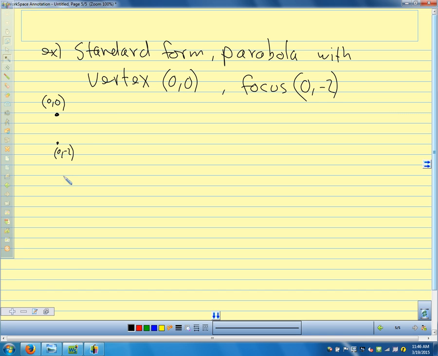So what do we know right away about this parabola? It opens down. So this parabola is going to open down like so. So what else does that tell us? X is squared, right? And is p positive or negative? P is negative because it opens down. So we have all that information. So from the vertex and the focus, what is p? -2, 2 units apart.